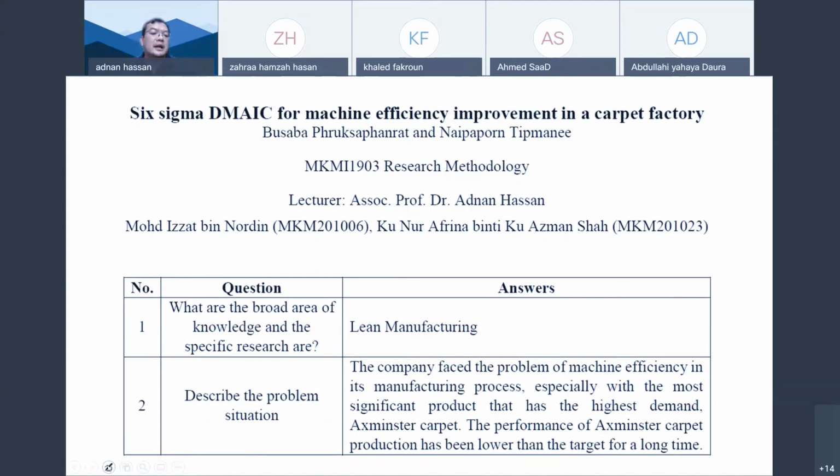Okay, let me get this highlighter. So we ask the problem. What is the problem? The company was having a problem: machine efficiency is the issue. And then the performance of this, because this study is based on a case study, I think. The production was lower than the target. That was the situation for this article.